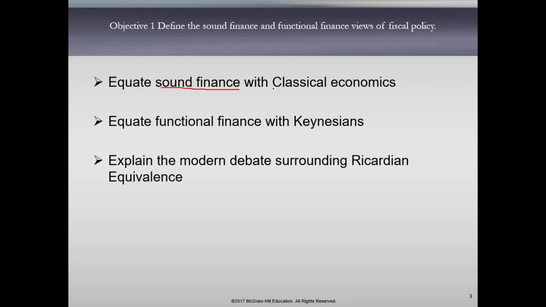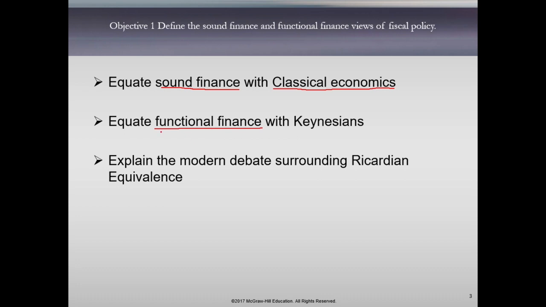Okay, and this is the point of view that was taken by classical economists before the Great Depression. So we'll talk about what I mean by sound finance. We all know that in response to the Great Depression, Keynes wrote the General Theory. And while Keynes didn't necessarily advocate what became the functional finance point of view, his book, The General Theory, and those who called themselves Keynesians after Keynes published The General Theory, certainly at least through the 1960s took this functional finance point of view. So we'll want to understand that also.